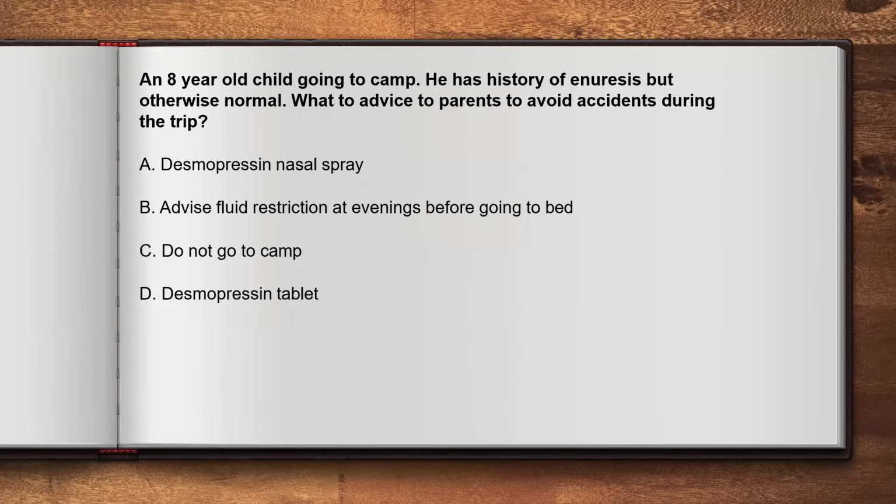All right. Next question. An 8-year-old child is going to camp. He has a history of enuresis, meaning the 8-year-old child has a bedwetting problem. Otherwise, the patient is normal. What advice should be given to the parents to avoid accidents during the trip?